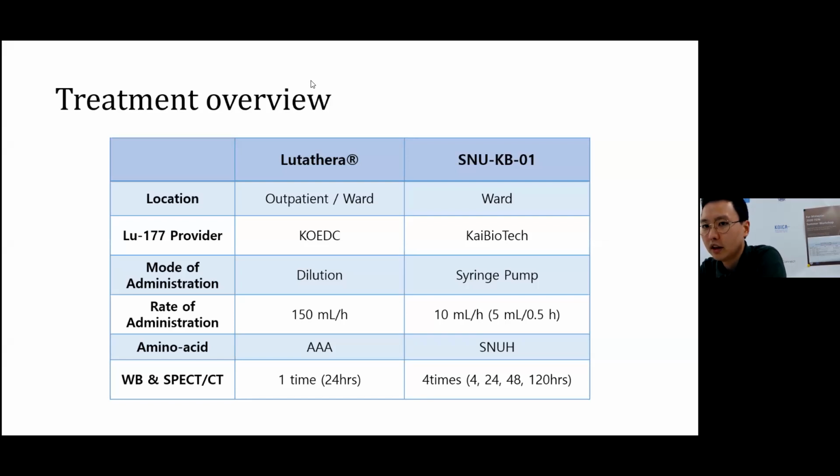Dr. So, there are two questions regarding the chemistry related to the new therapeutic radiopharmaceutical. Would you please browse the chat? Yes, we are seeing the chat.